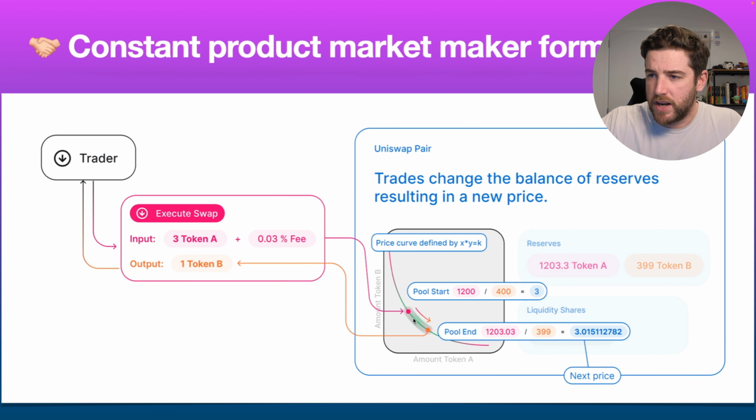So the price starts here and ends at this point where we get the token B and we added 3 tokens A. So the pool ends in 1,203 divided by 399, and this is the next price, 3.015. And then trades change the balance of reserves, resulting in a new price. This is very important, and this is the main idea that you have to understand before getting into V3, which takes this concept and tries to apply different modifications to make it more efficient.